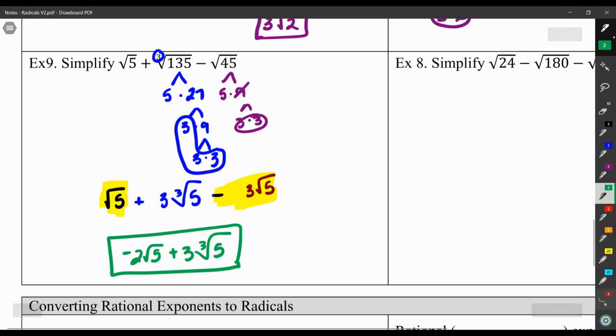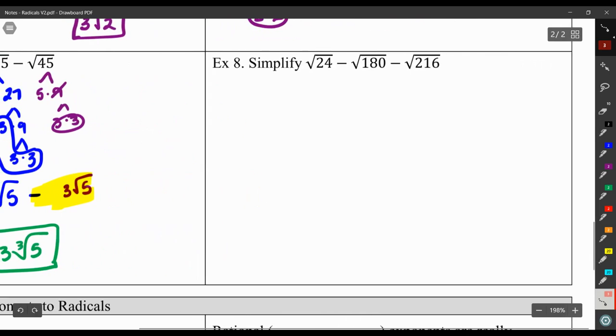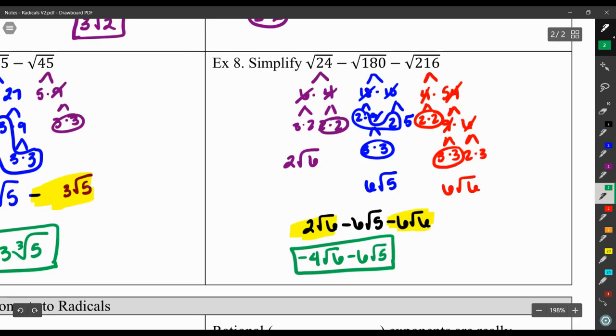First, you should have had for example 9. These are not able to be added because one is a square root and one is a cube root. Yes, their radicands are the same, but they don't have the same radical themselves. Pause the video, try number 8. And here's your solution for example 8.